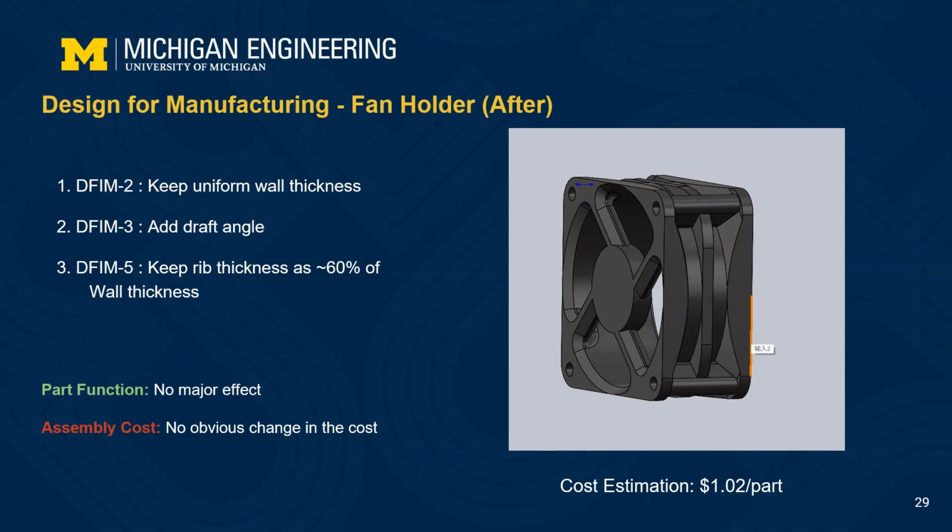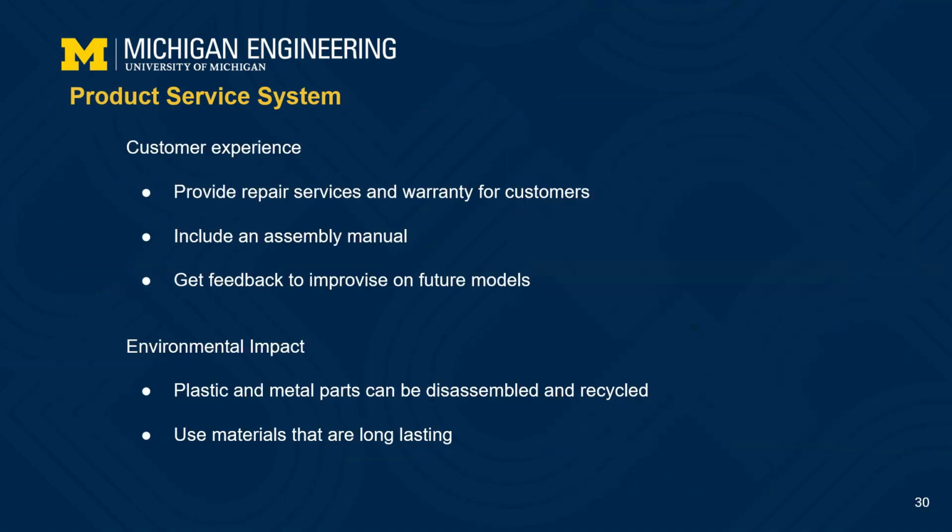First, we made sure that wall thickness is uniform. Then, based on DfM 3 and 5, we added a draft angle and kept the rib thickness as 60% of wall thickness. Although there is no major change in the function and cost, we saw a 34-cent decrease in the cost per part. Here's our product service system. So we plan to offer services to improve customer experience and reduce environmental impact.